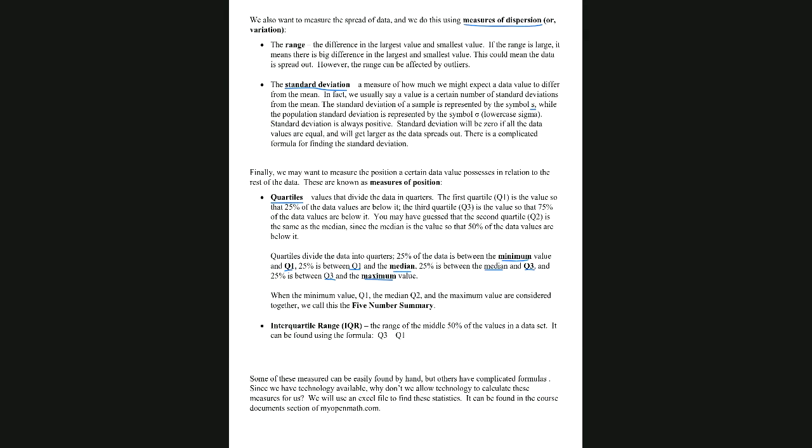When the minimum value, Q1, the median, Q3, and the maximum value are considered together, we often call that the 5-number summary. And then we have something called the interquartile range. It's the range of the middle 50% of the values in the data set, and you get it by subtracting Q3 minus Q1.